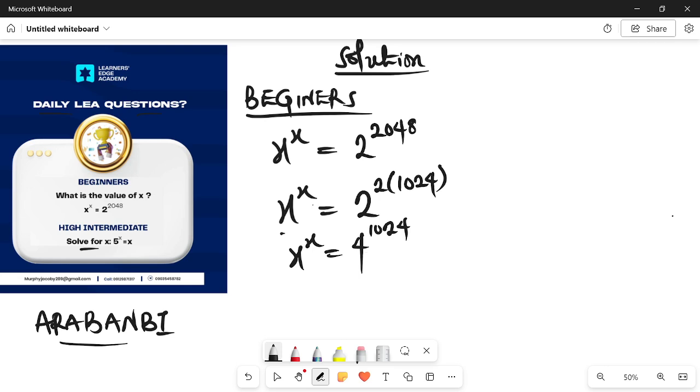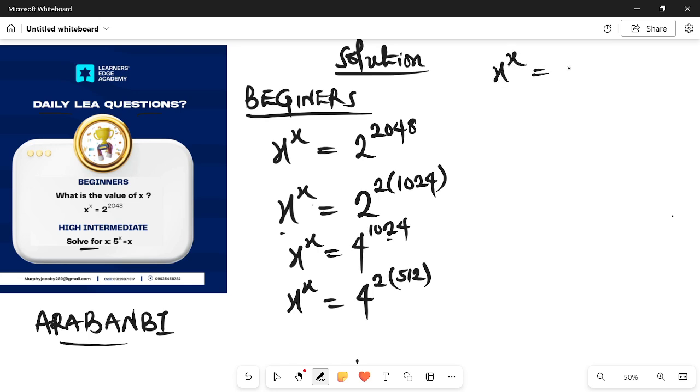And then what are we going to do? We'll keep simplifying. How do we do that? We are going to use the same pattern, like it has become a pattern literally. x to the power of x equals 4 to the power of 2 times 512, because when you multiply 2 times 512, you get 1024. Moving on, we follow the same pattern: like we did 2 to the power of 2 to be 4, here we have 4 to the power of 2 to be 16, which is to the power of 512.